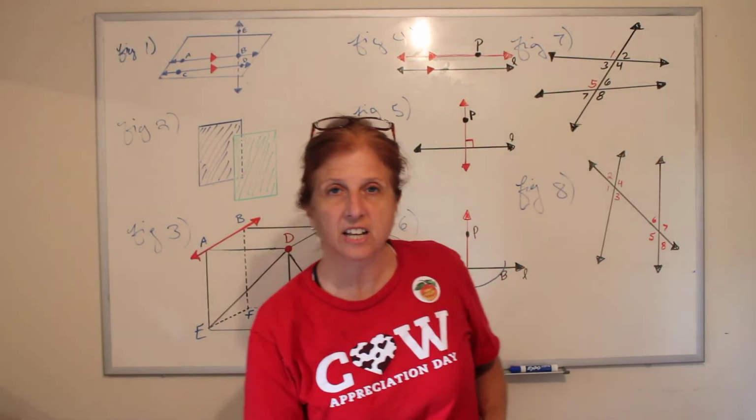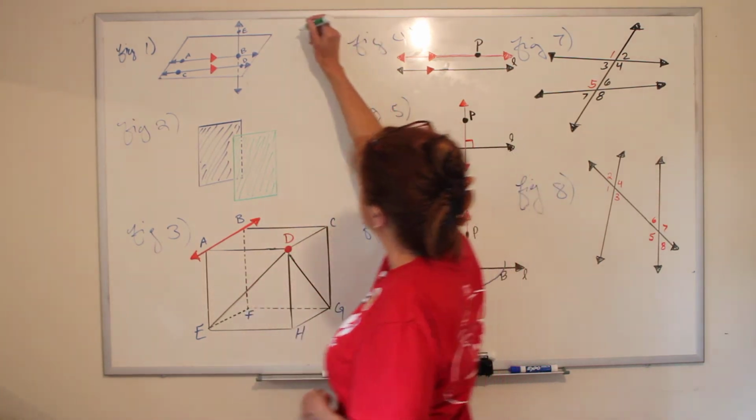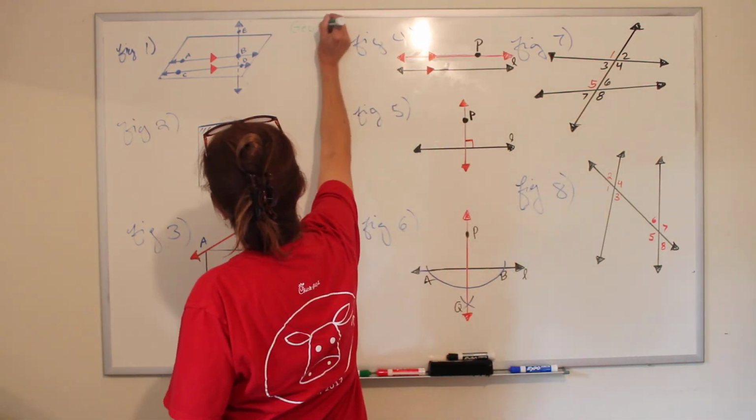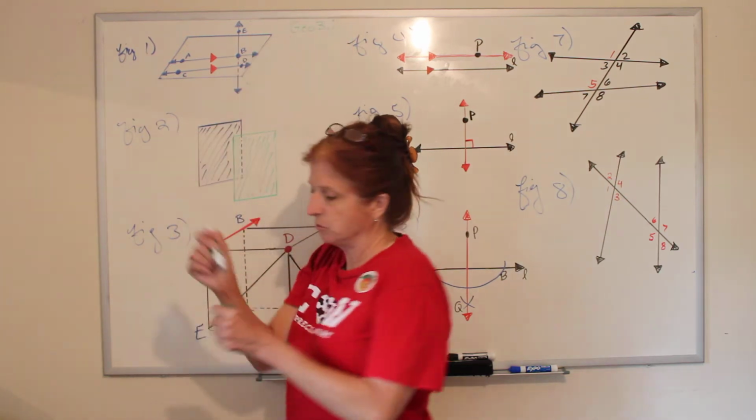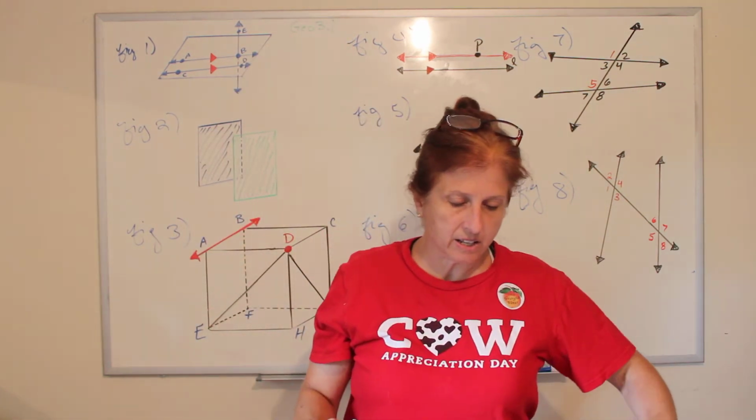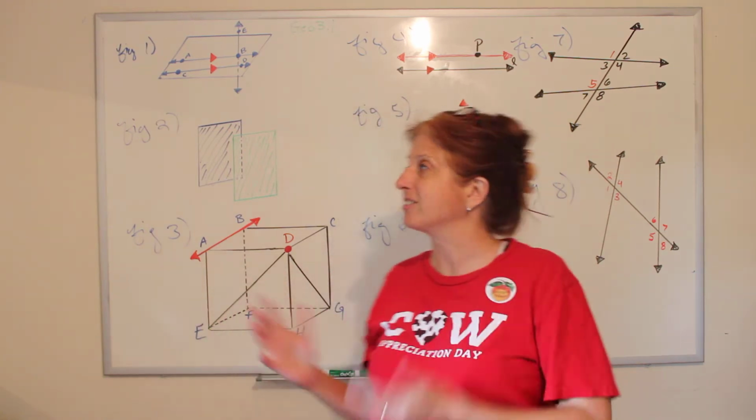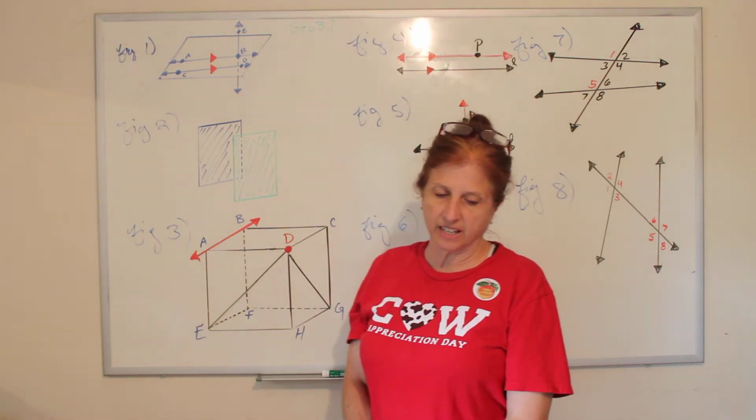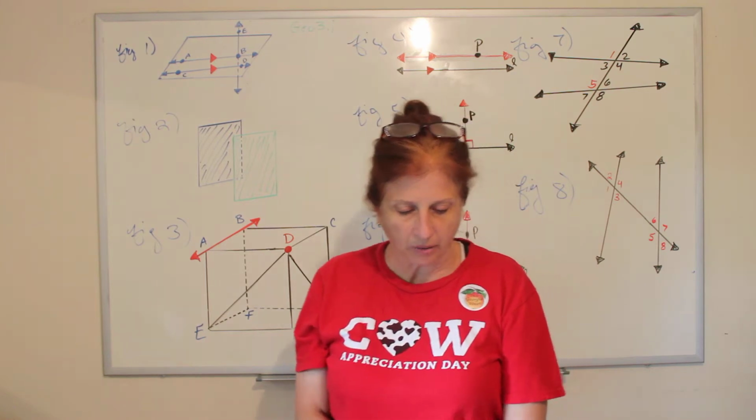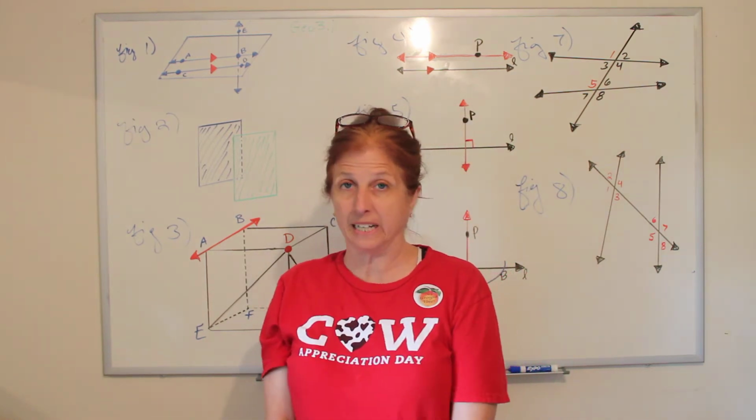Welcome back to geometry. This is geometry, chapter 3, section 1. And what we're going to be talking about is lines and angles. So the first thing is the definition of parallel and perpendicular.